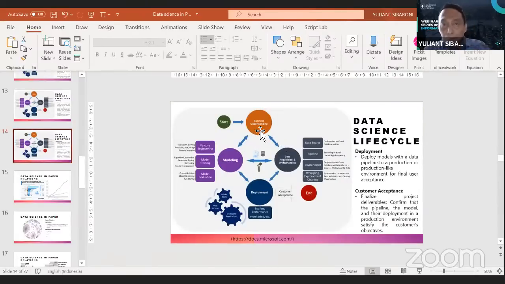Maybe in business understanding, there is a team with an economics background to know what the business of the consumer is, and what the benefit is when using machine learning or AI in this process. We can make a model that is accurate from huge or big data.